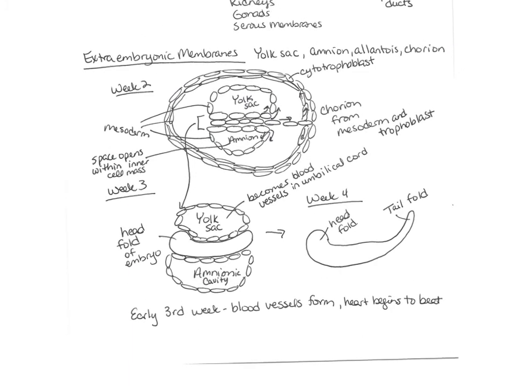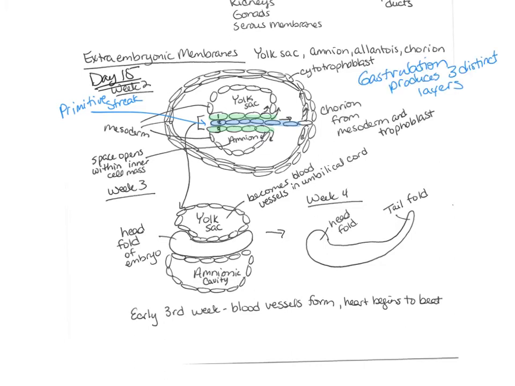By day 15, a 3rd layer of cells forms between the superficial and deep layers of the inner cell mass. The process of cells migrating from the superficial cells toward the central line, which is called the primitive streak, is called gastrulation. Gastrulation creates 3 distinct layers: the ectoderm, the mesoderm, and the endoderm.